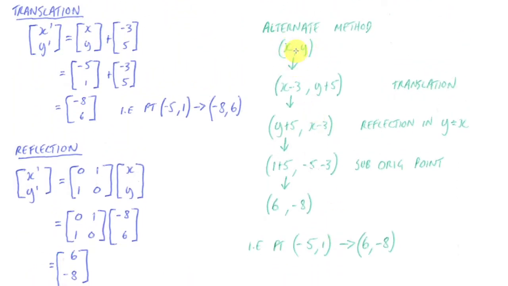So xy is what we started with. We apply the translation to it. So we take away 3 from x and we add 5 to y. We now reflect it in the line y equaling x, so we just interchange the elements. We now sub the original in, so originally y was equal to 1, so 1 plus 5 gives me 6. And originally x was equal to -5, so -5 take away 3 gives me -8. So that achieves the same situation, but without the need of matrices. It's good to have a handle on both ideas.